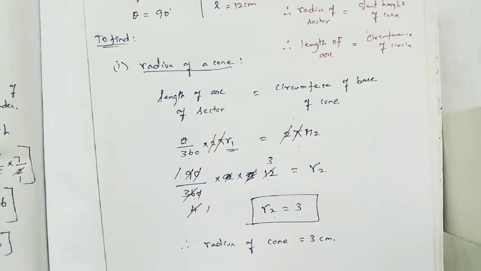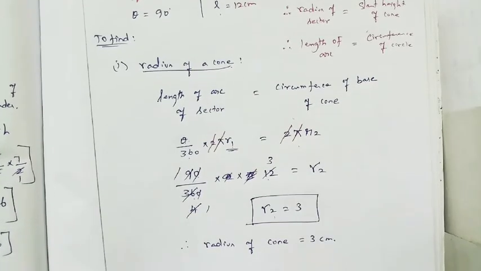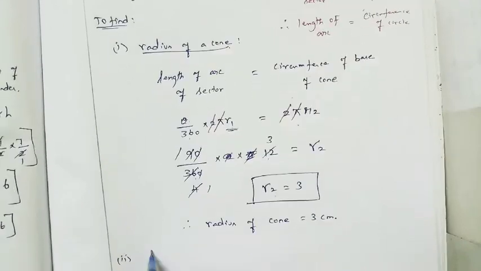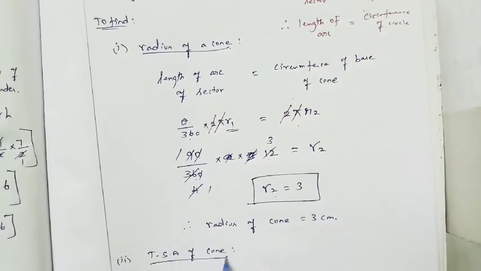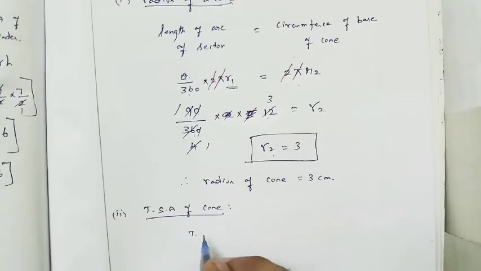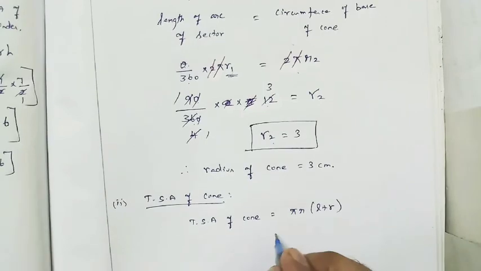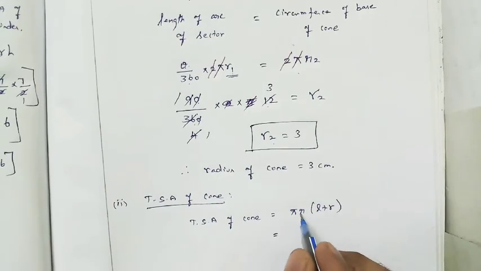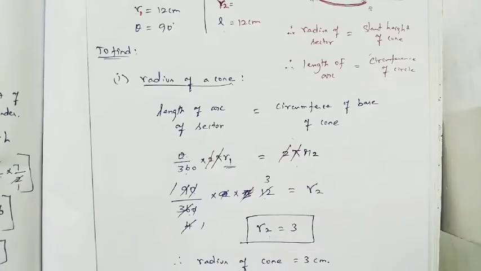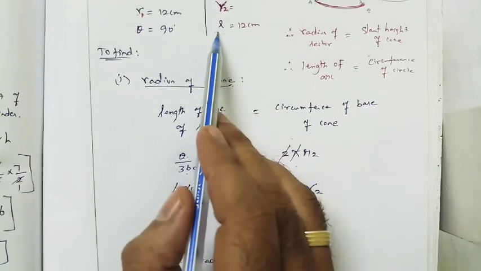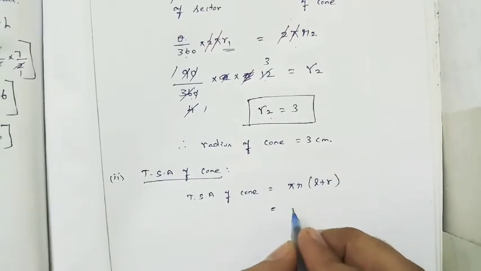Now we got the radius of the cone. Second, what are they asking? The TSA of the cone, the total surface area of a cone. What is the formula for the TSA of a cone? Pi r into L plus r. Here the radius is not in the form of a 7 multiple, and at the same time the slant height L is also not a 7 multiple, so better we substitute the value of pi as 3.14.